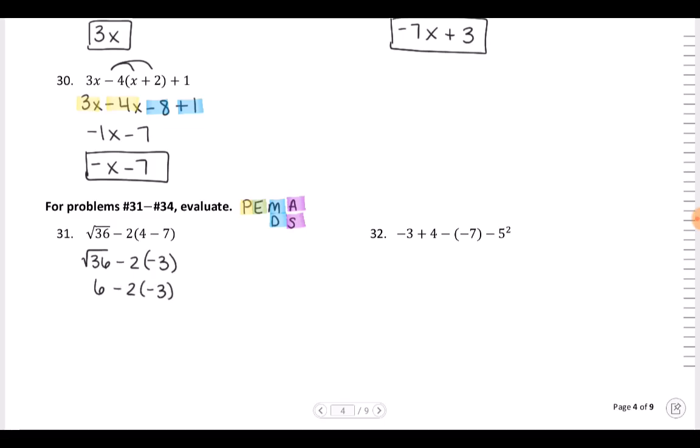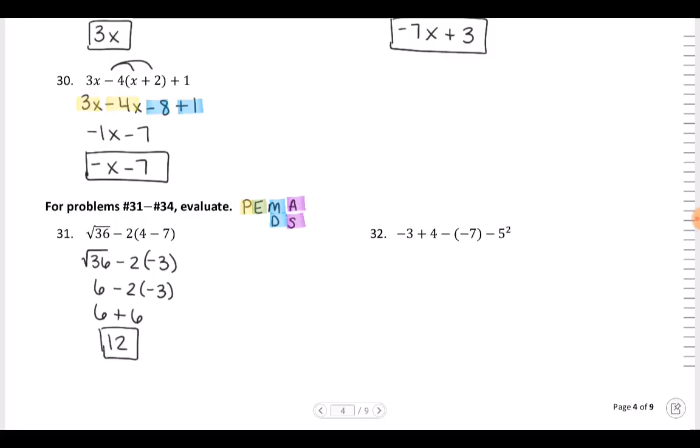Okay, and then after I have done my evaluating or exponents or whatever, then we look for multiplying and dividing. And I see here that I do have multiplication because of these parentheses. This is negative 2 times negative 3. And negative 2 times negative 3 would be positive 6. Right? So now we would just add that together and get 12.